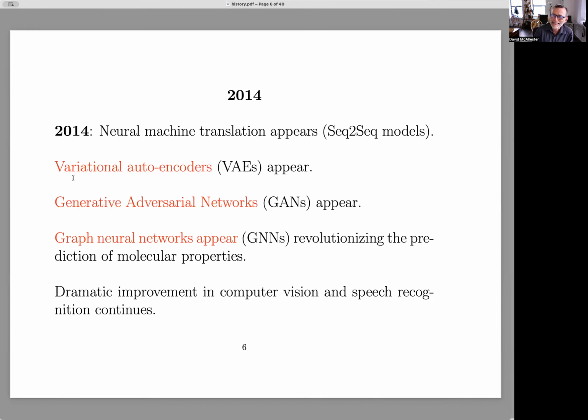In 2014, neural machine translation appears. Ilya Sutskever, who's one of the founders of OpenAI, gave a talk at NeurIPS, the main machine learning conference, in which he had some great statements about this neural translation system. He said, "Minimal innovation for maximal effect."